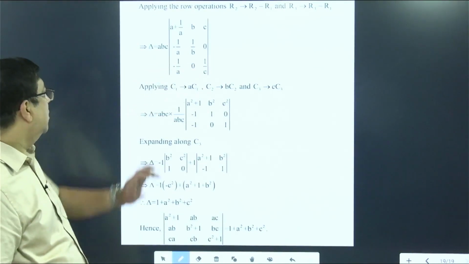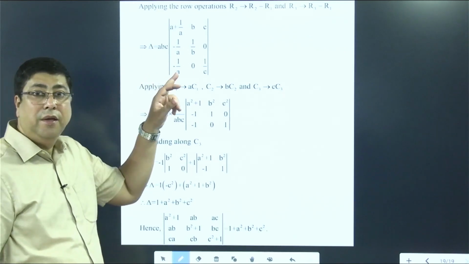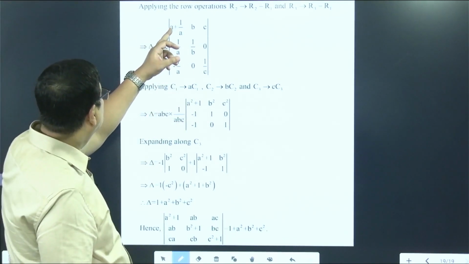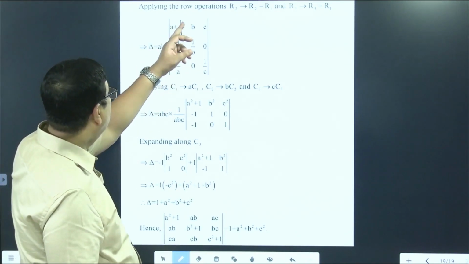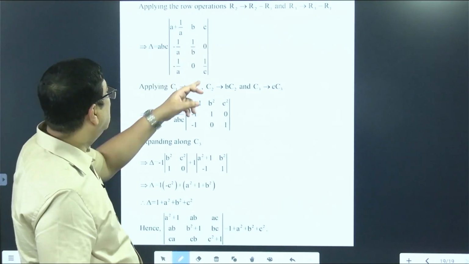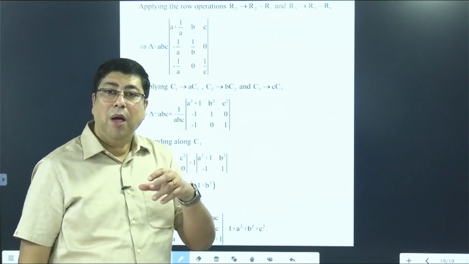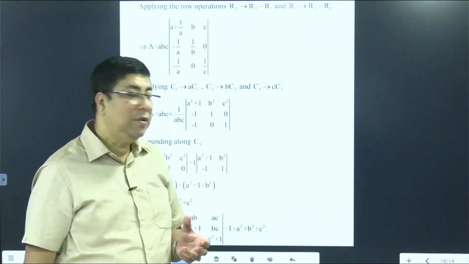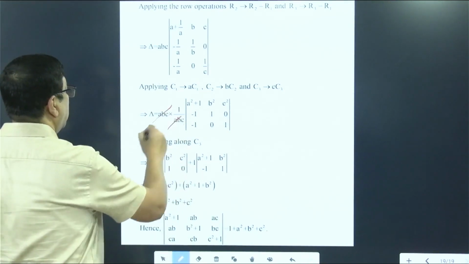Same step is there. Now it was ABC previously. Now we can multiply the first column by A, the second column by B, the third column by C. So we have multiplied A, B, C, and so we have to balance also. We have to take outside 1 by ABC. So there is outside 1 by ABC, and they are getting cancelled.